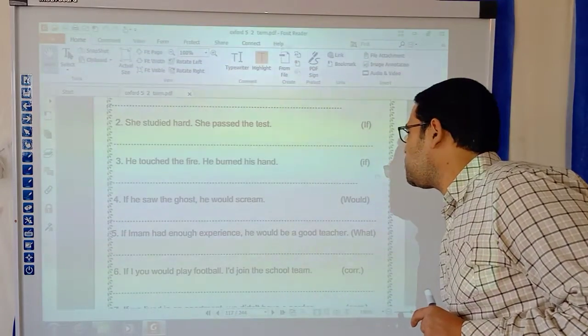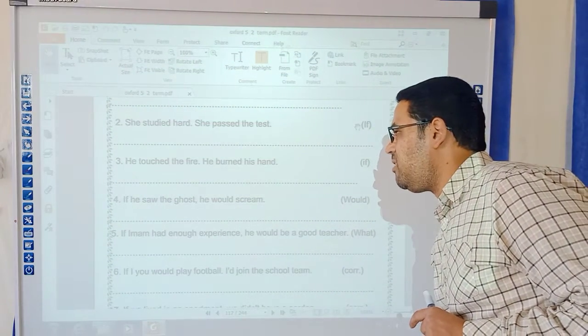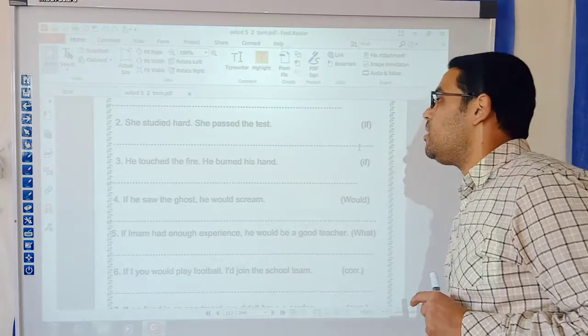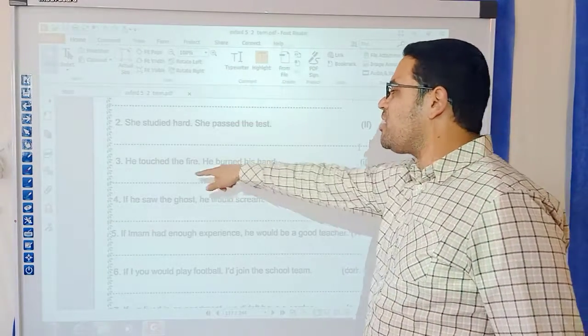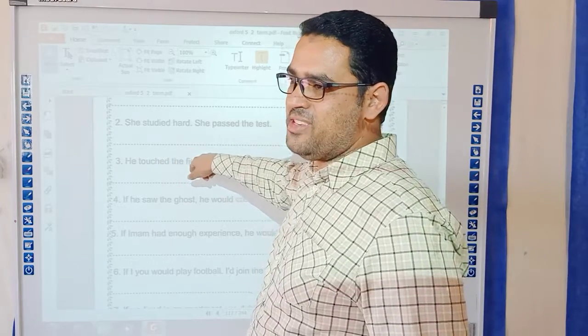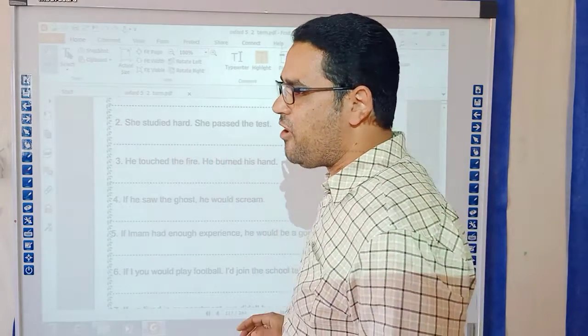Pay attention, please. We put if in the middle. We put if in the middle. He would burn his hand if he touched the fire.